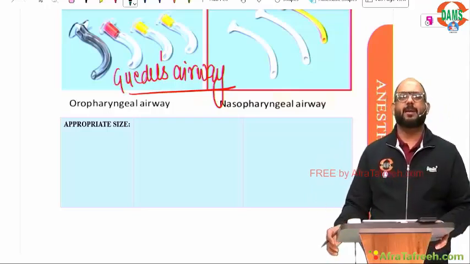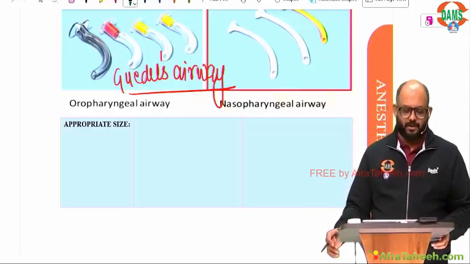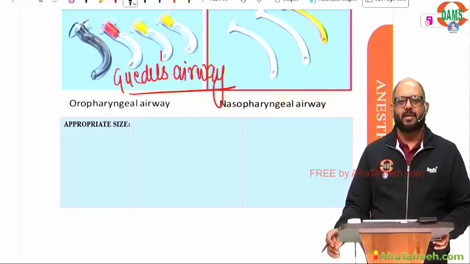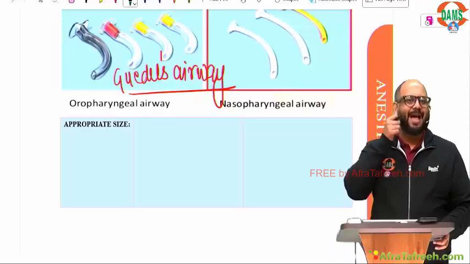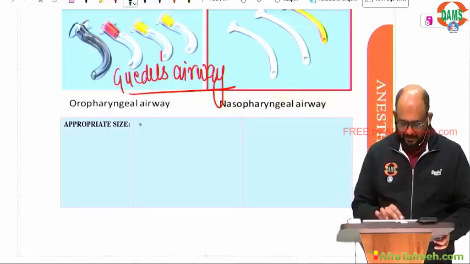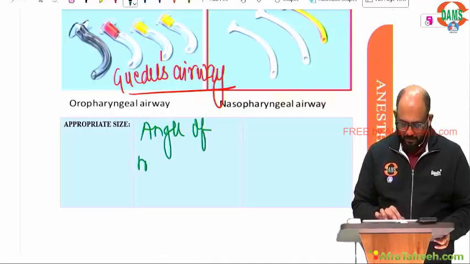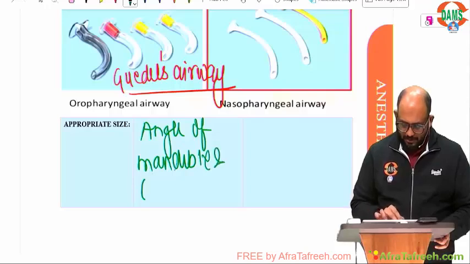How to choose an appropriate size of oral airway? So it is angle of mandible, central incisor. Distance between angle of mandible and central incisor.